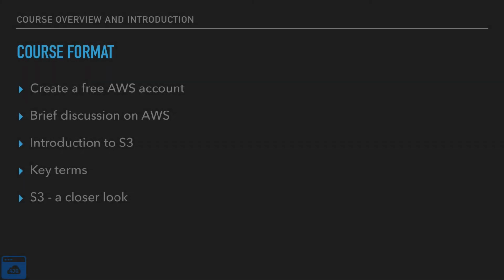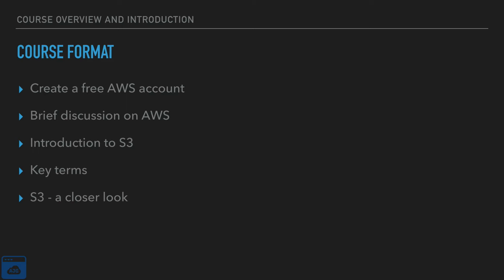So the course format is as follows. Next, we'll create a free AWS account. We will navigate the Amazon Web Services console. We will create a user role, which we'll talk about in the next lecture. We'll do a brief introduction to S3. We'll do an instructor introduction. We'll discuss key terms. That key terms lecture, or series of lectures, will be very important as a good foundation to the rest of the course.